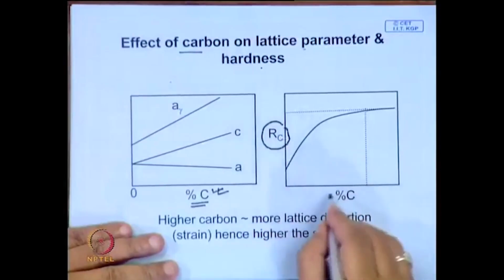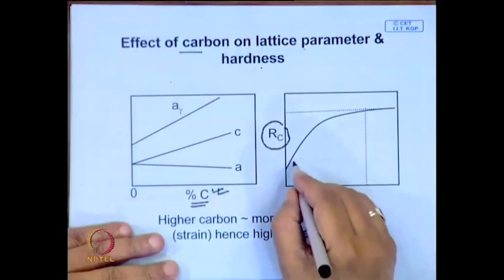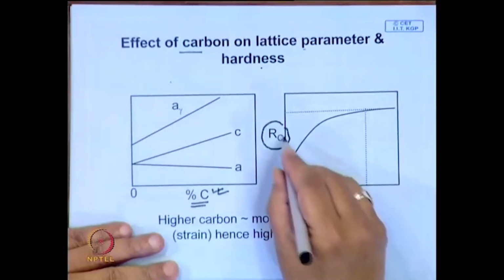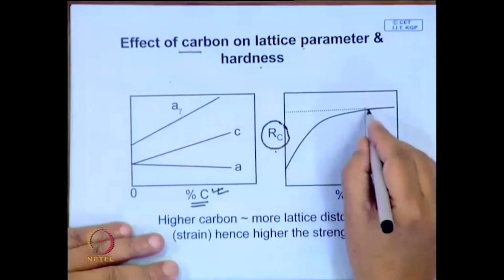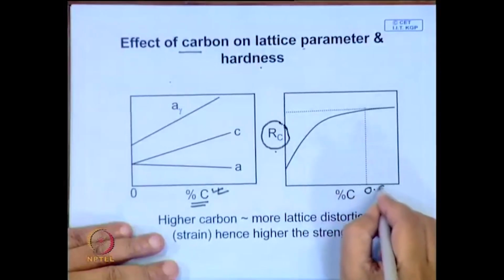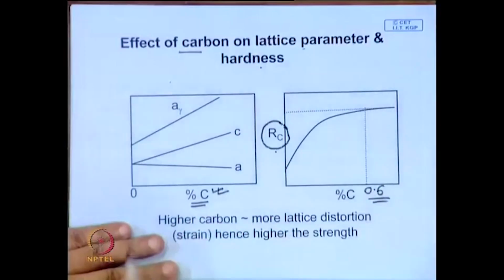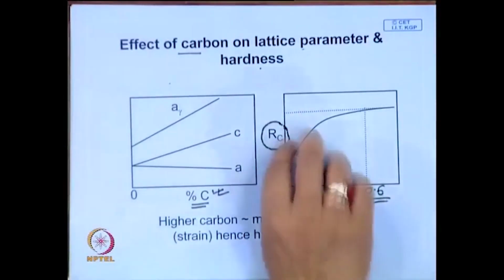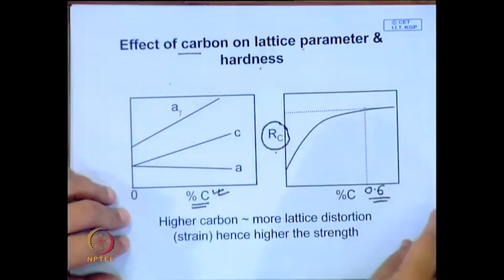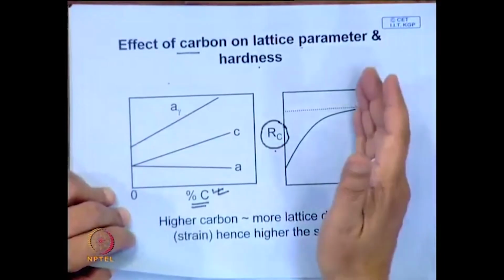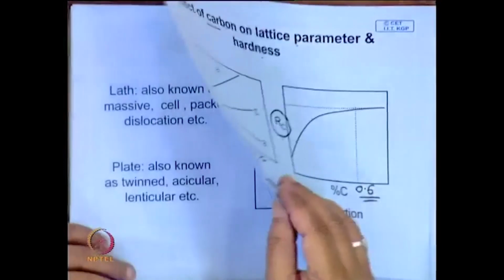If you measure the hardness against carbon content for martensite, you will find a relationship of hardness measured on the Rockwell scale. It follows a plot like this, and somewhere around 0.6% carbon the increase is not significant, but nevertheless the Rockwell scale is not linear. So maybe if you measure on a weaker scale, you will find that even beyond 0.6 the hardness of martensite can increase.